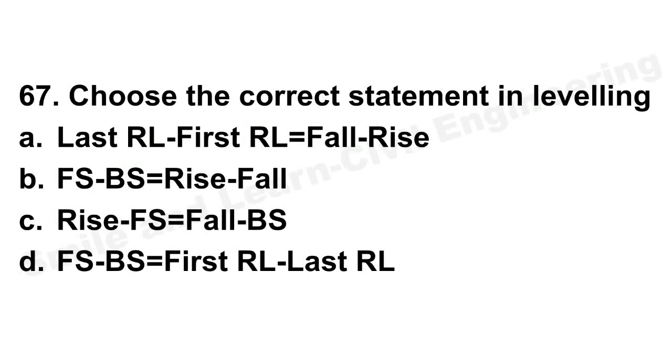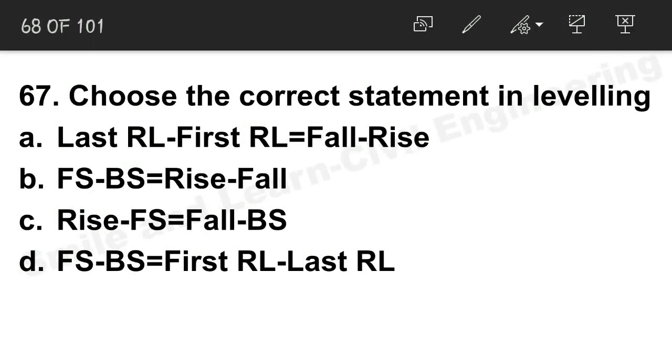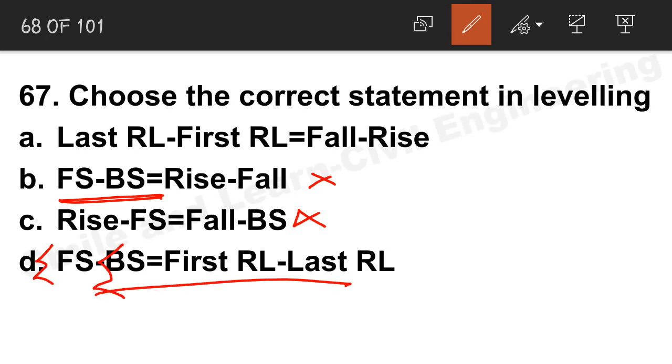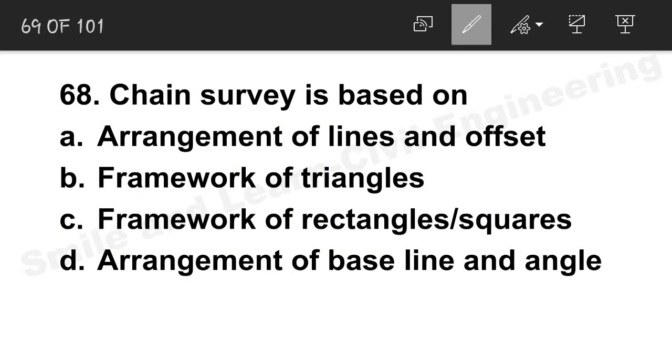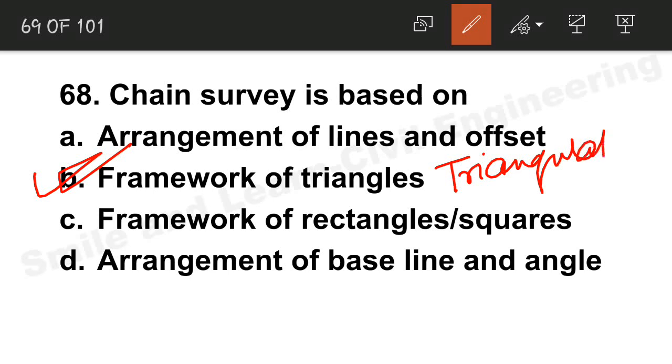Next question, choose the correct statement in leveling. What is the correct statement? This is also not correct. This is not correct, BS minus summation. This is actually summation of FS minus summation of BS, equal to first RL minus last RL. Chain survey is based on the principle of a framework of triangles or triangulation. We always try to reach towards a well-conditioned triangle.